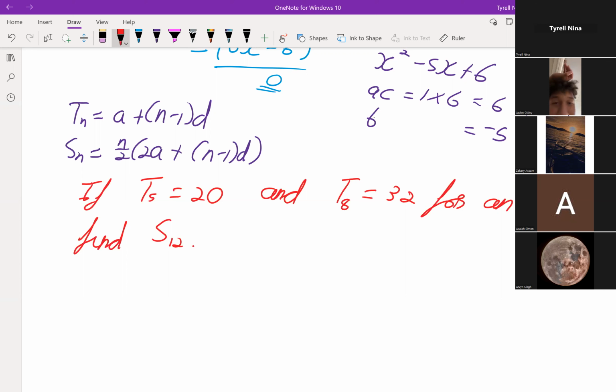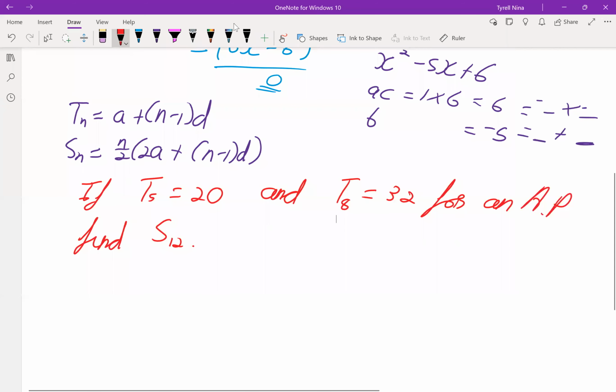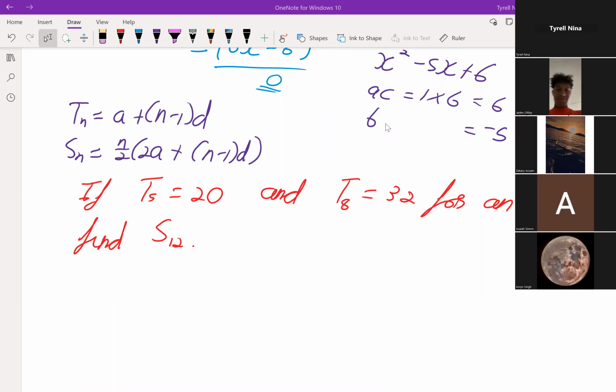With regard to the formulas, what do A and D mean? A is the first term, D is the common difference, N is the number of terms. Thank you.